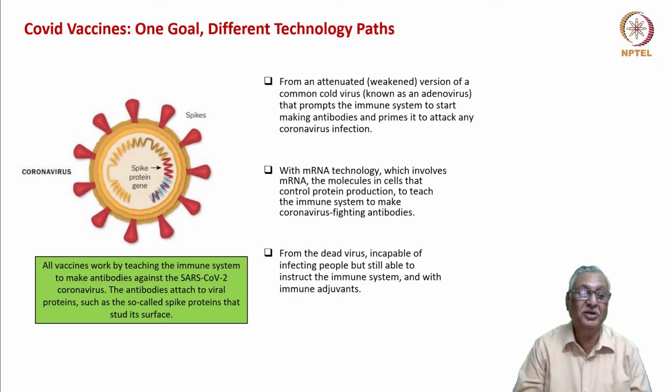All vaccines work by teaching the immune system to make antibodies against the SARS-CoV-2 coronavirus. The antibodies attach to viral proteins such as the so-called spike proteins that stud its surface.